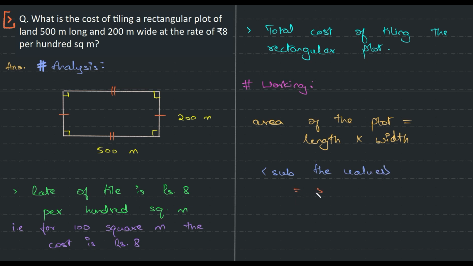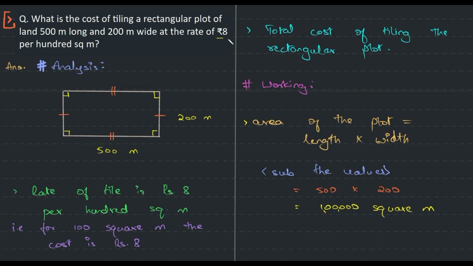Now let's substitute the values. So this will be 500 into 200. So this will be 10, 1, 2, 3, 4. So that will be 1 lakh square meter. Okay, guys. So we found the area. Now the difficult part. So this was actually quite simple. The next part is difficult.